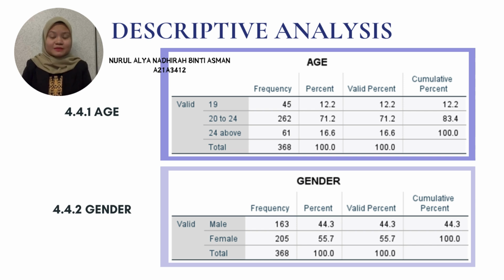First is age segmentation. The largest group is 20 to 24 years old with 262 out of 368 respondents. The second largest group is 24 years and older with 61 respondents, followed by 19 years old with 45 respondents. Next is gender distribution. Female respondents are more numerous than male respondents. Males constitute 44.3% and equals 163 of the sample, while females make up 55.7% and 205.